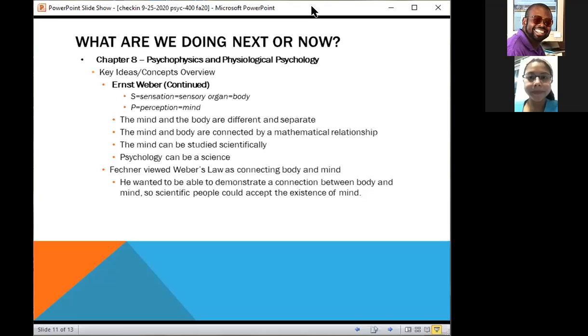So the work of Ernst Weber was key for a few things here. One, the mind and body are different and separate. The other thing, the mind and body are connected by a mathematical relationship. Then the mind can be studied scientifically, because that's what he was doing. Therefore, psychology can be a science. Fechner viewed Weber's law as connecting body and mind. So he loved it, all right?